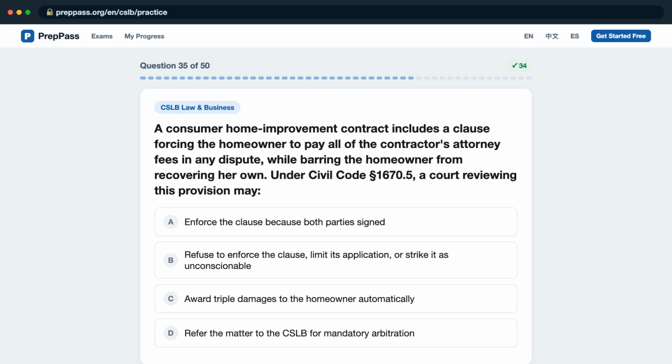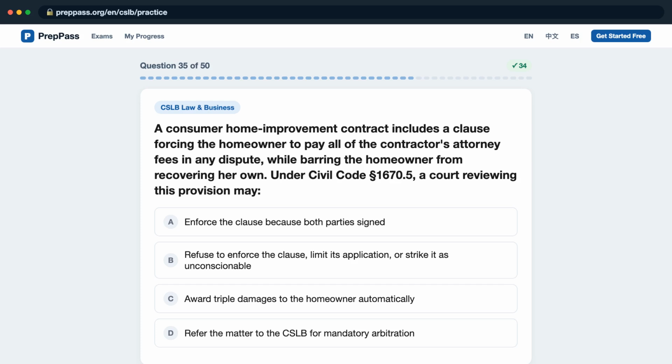Question 35. A consumer home improvement contract includes a clause forcing the homeowner to pay all of the contractor's attorney fees in any dispute, while barring the homeowner from recovering her own. Under Civil Code Section 1670.5, a court reviewing this provision may, is it A, enforce the clause because both parties signed? B, refuse to enforce the clause, limit its application, or strike it as unconscionable?